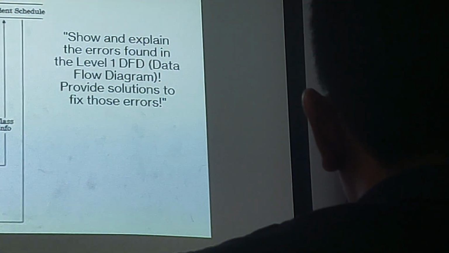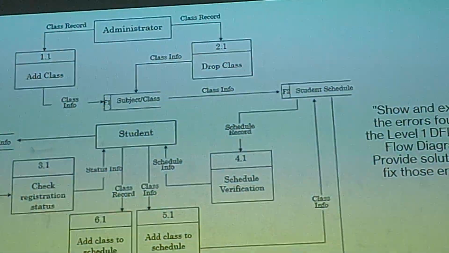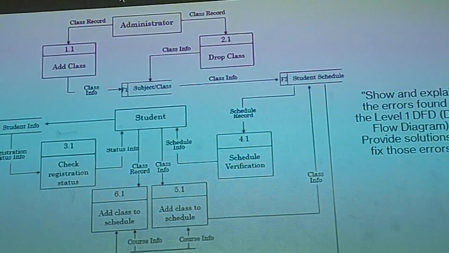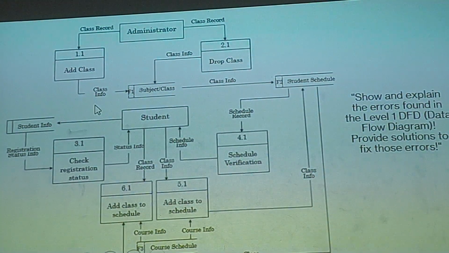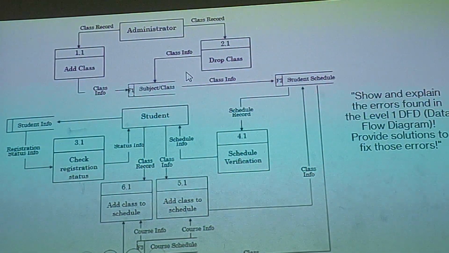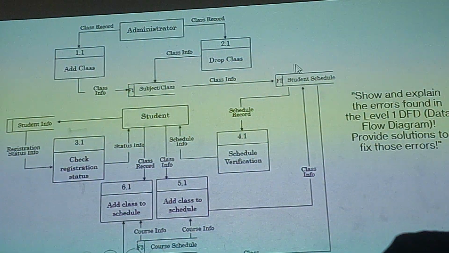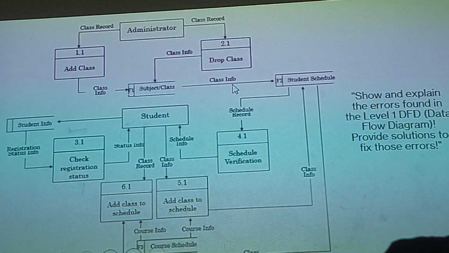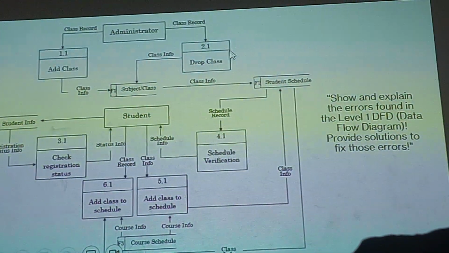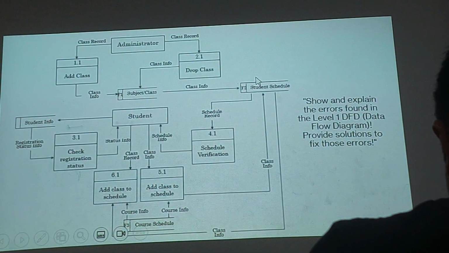What database is it? Subject, class, student, schedule. They are incorrect. We must fix this one. This one is F1 and F2. There is a mistake because the database cannot be directly connected. They must maybe go through the process, and then from the process they use this one. So we must add the process.